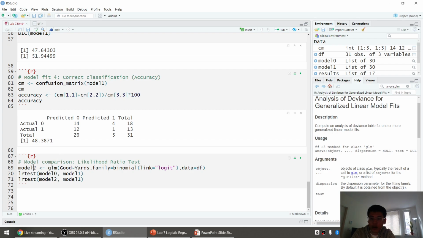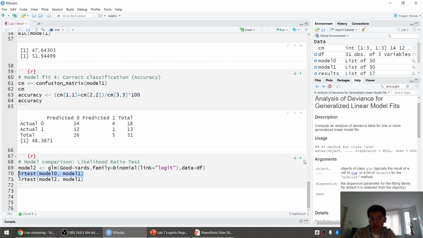Okay, so the last part is model comparison. For the model comparison, we're doing the likelihood ratio test, and also you can check the AIC and BIC. But in this case, we're just going to look at the likelihood ratio test. Okay, so we are going to use this LR test, the likelihood ratio test function.